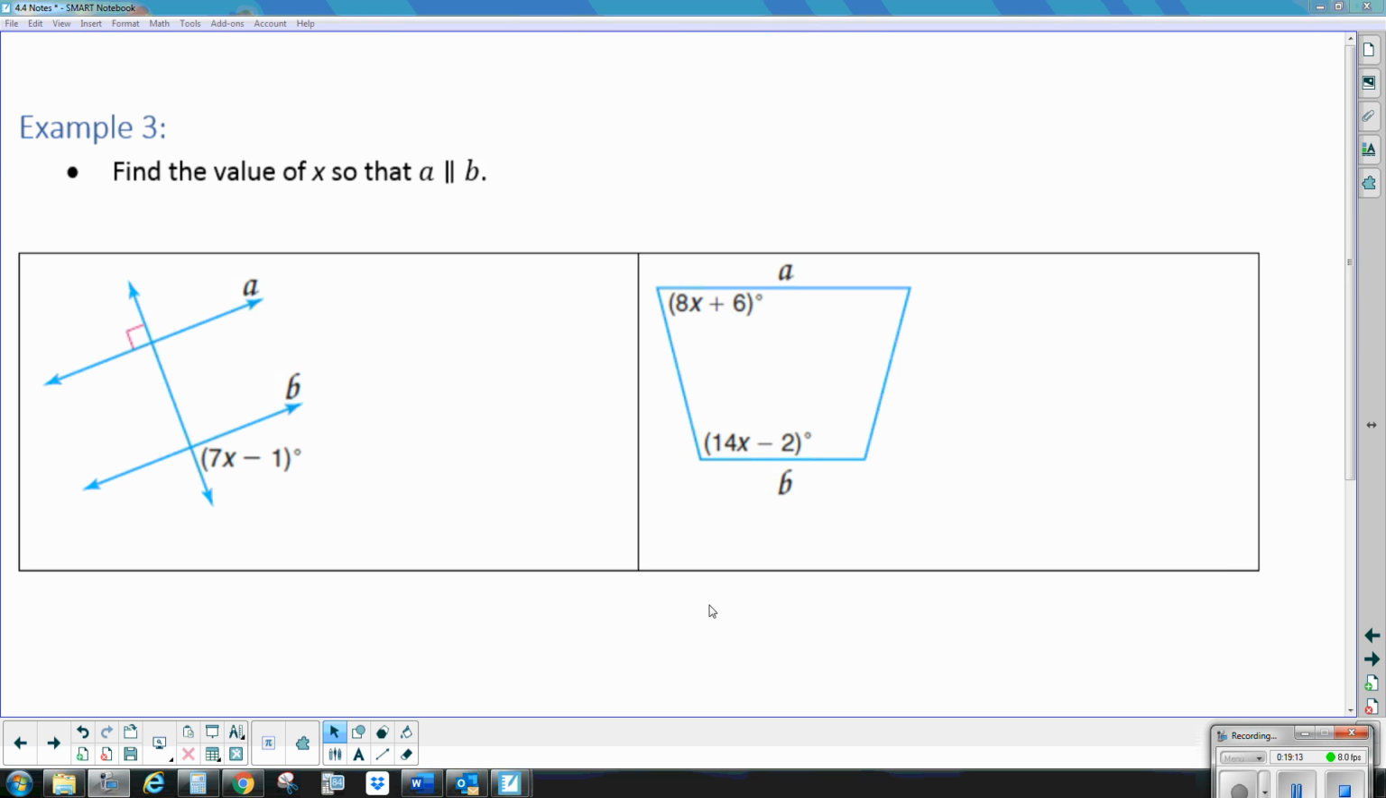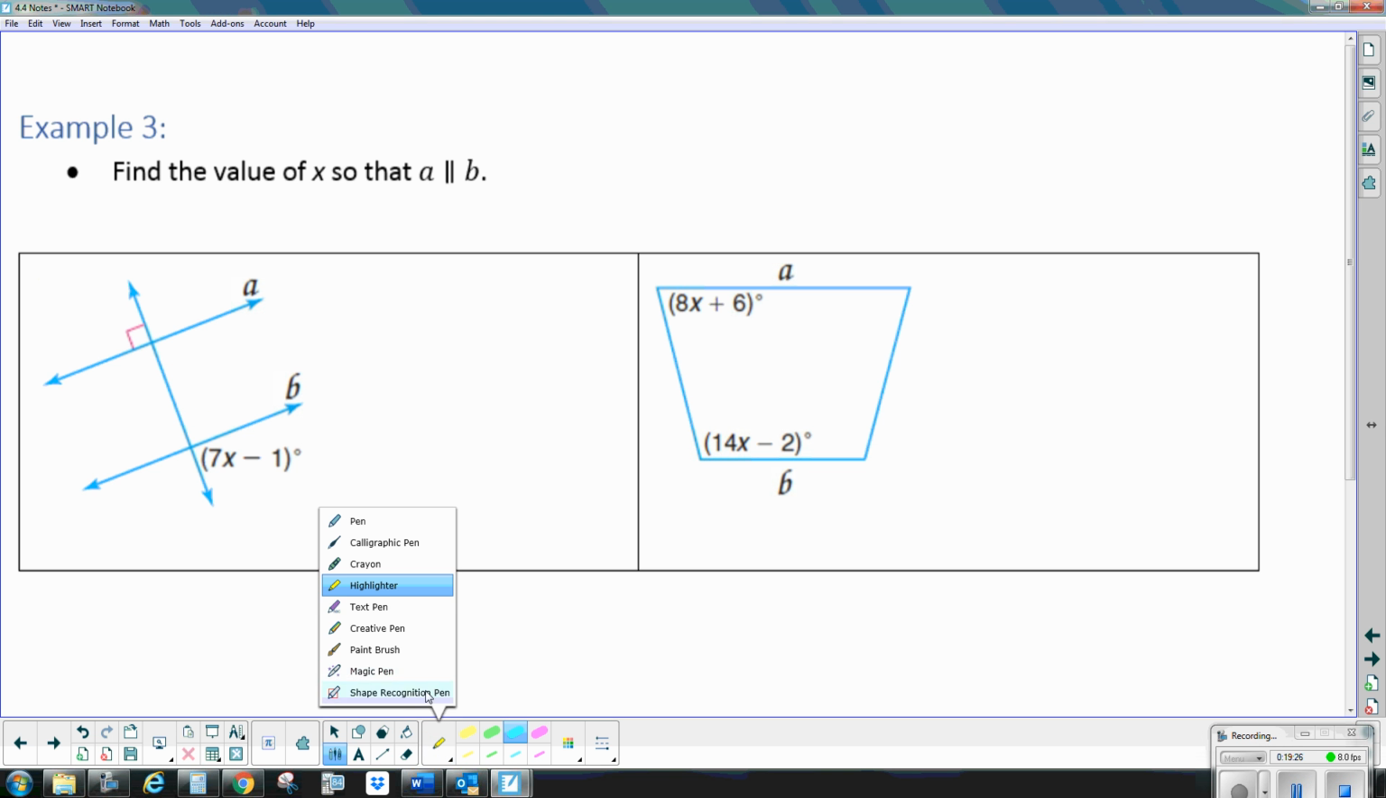Okay, in this next example, it asks us to find the value of x so that A is parallel to B. If A and B are parallel, then I know that the transversal is also going to be perpendicular. We can see that it's perpendicular to A, but if A and B are parallel, then the transversal will also be perpendicular to B. And if there's one right angle formed by intersecting lines, then there are 4 right angles formed by intersecting lines. So I know that 7x minus 1 is going to equal 90.